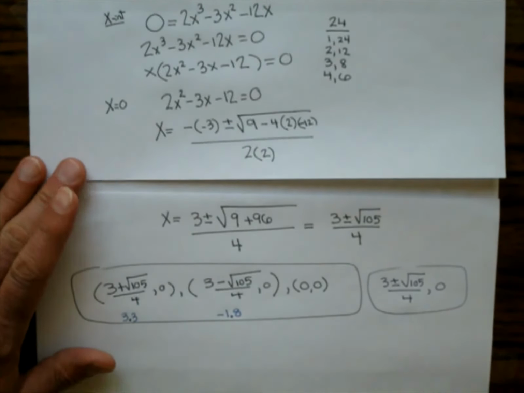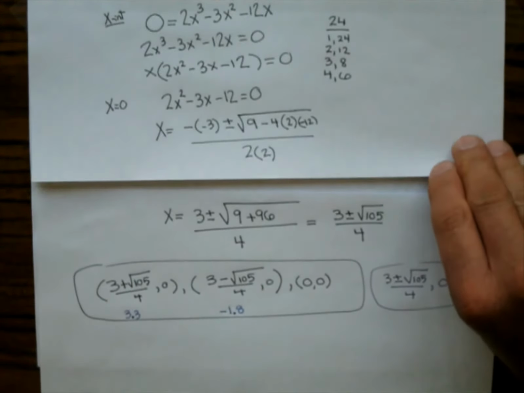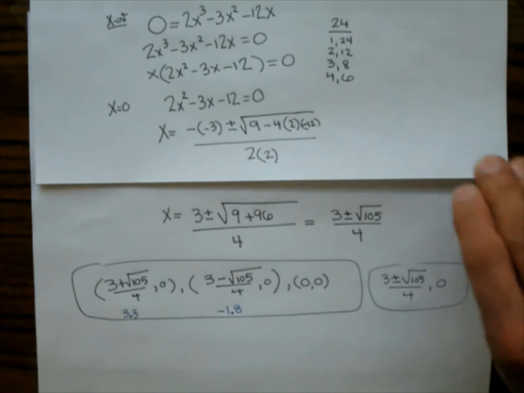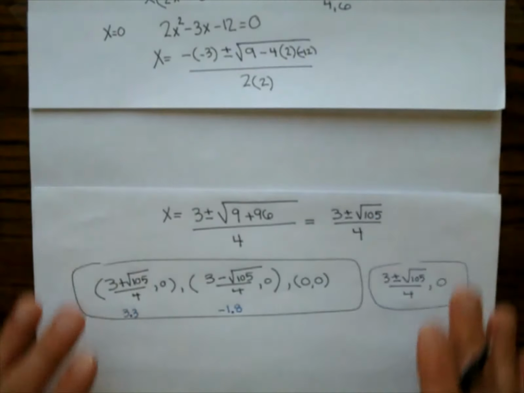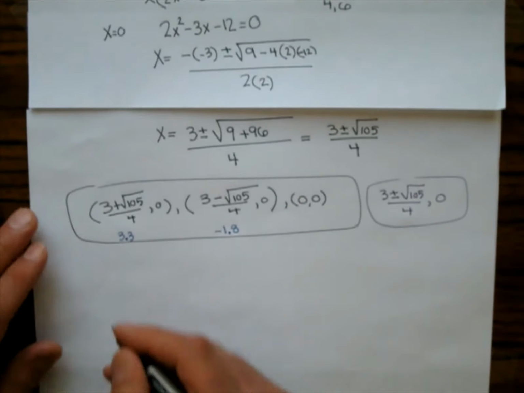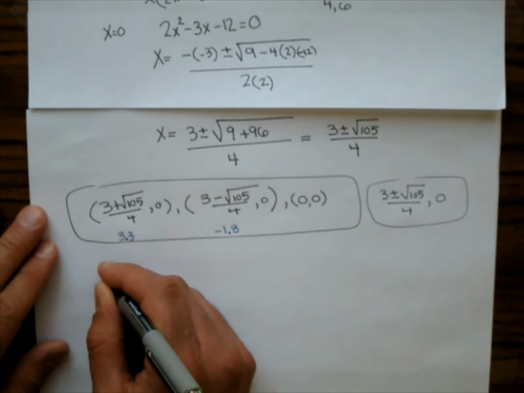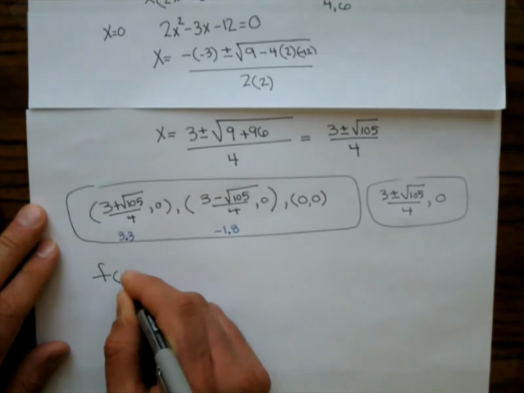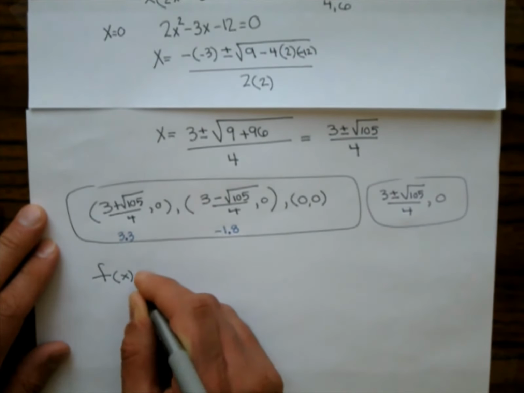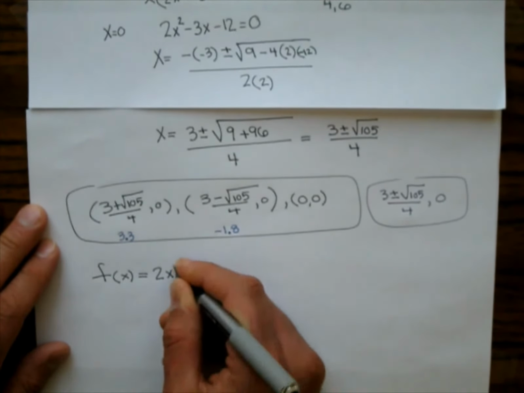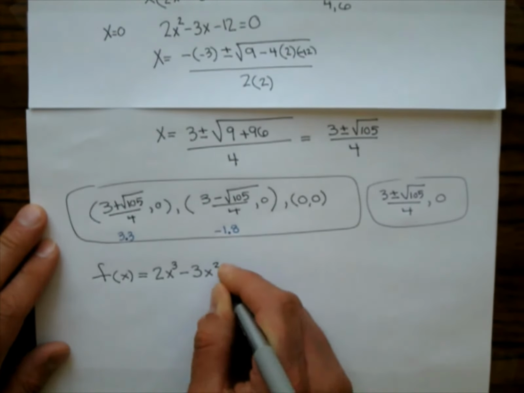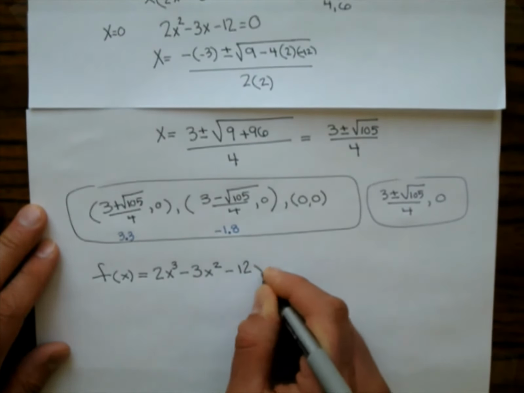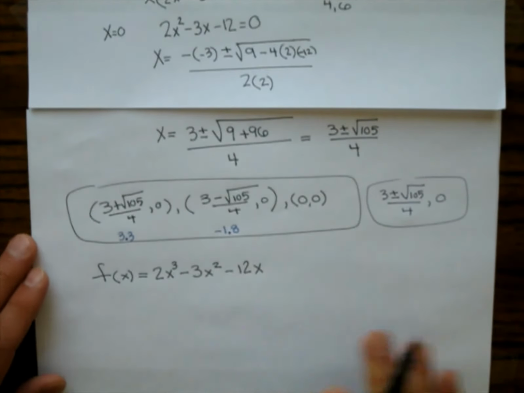So far we have not done any calculus on this problem. We've just been doing pre-calculus skills. Because we are moving the paper up, let me just remind you what the function is. F of x equals 2x cubed minus 3x squared minus 12x. So that's what we're doing.